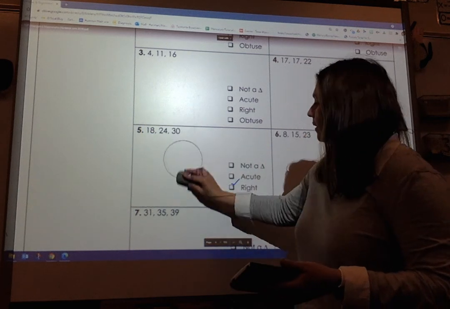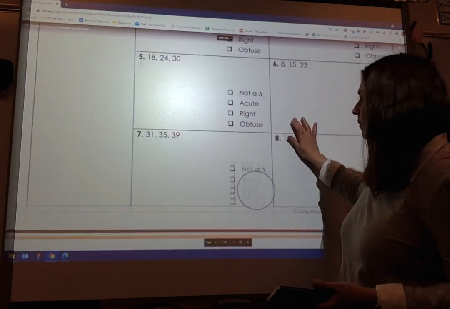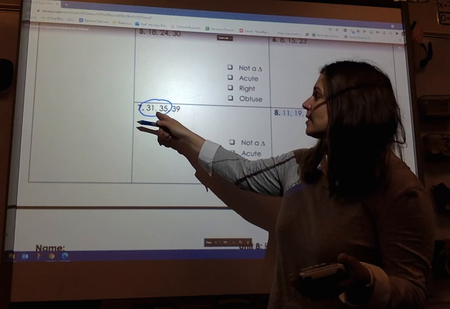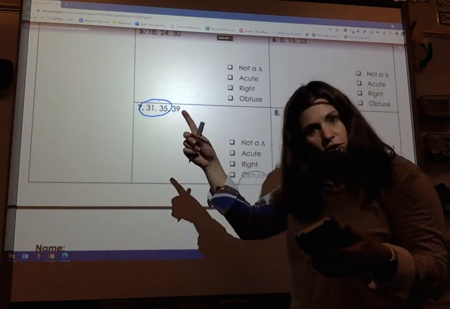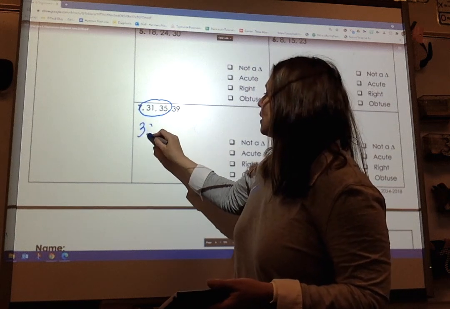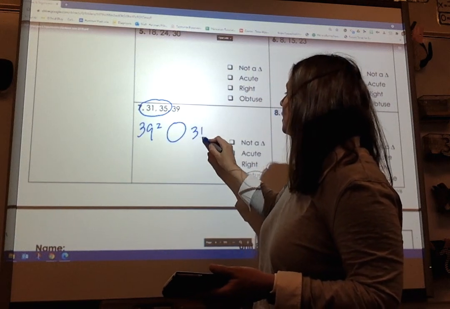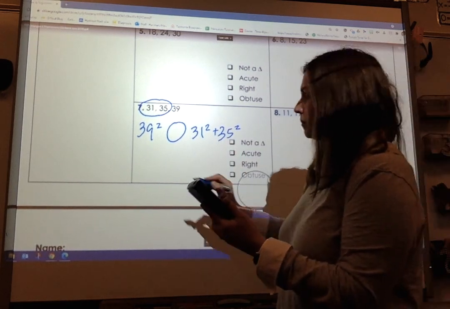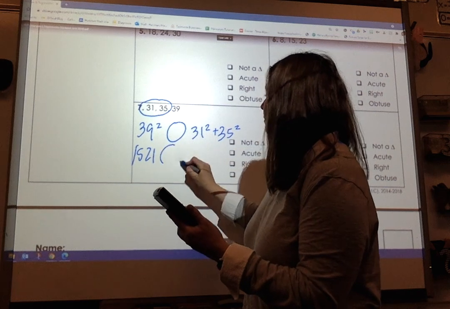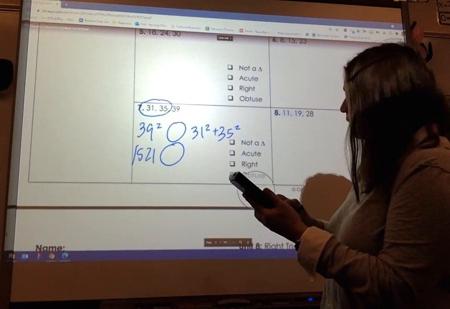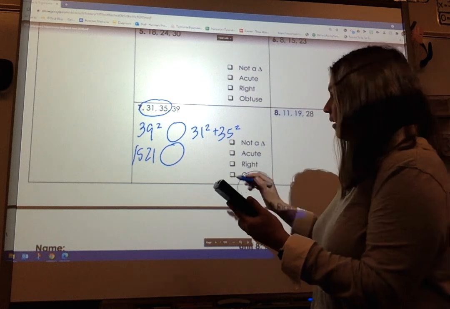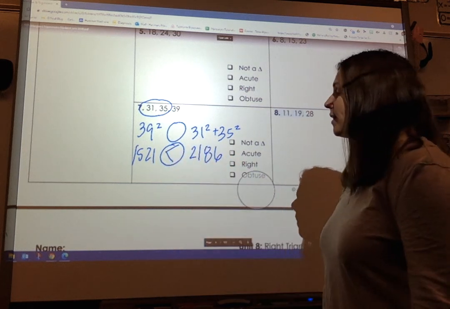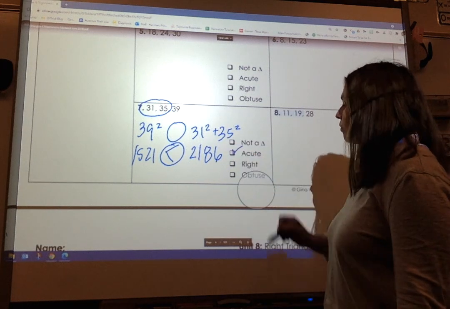Okay? All right, let's look at number 7 quickly. Are my two smallest sides greater than 39? Yes, 66 is greater than 39. So one, it is a triangle. What kind? So I test it. 39 squared, and I'm comparing it against 31 squared plus 35 squared. So 39 squared is 1,521. And then I get 31 squared plus 35 squared is 2,186. So this is less than 2,186, so it is an acute triangle.